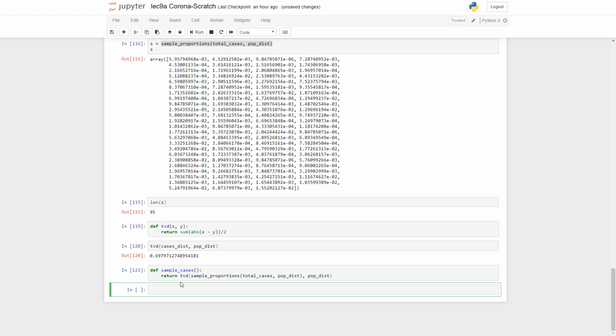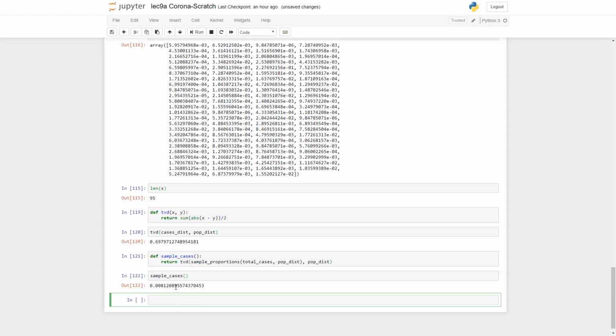So this is sample cases. If we call this once, it should give us the total variation difference of a random sample. Now see, the value is 0.008. What is the meaning of this? This is the total variation distance between the distribution of a random sample of the population and the original population distribution. If we call it again, of course, we should get a different number. The third time, we get a different number, and so on.